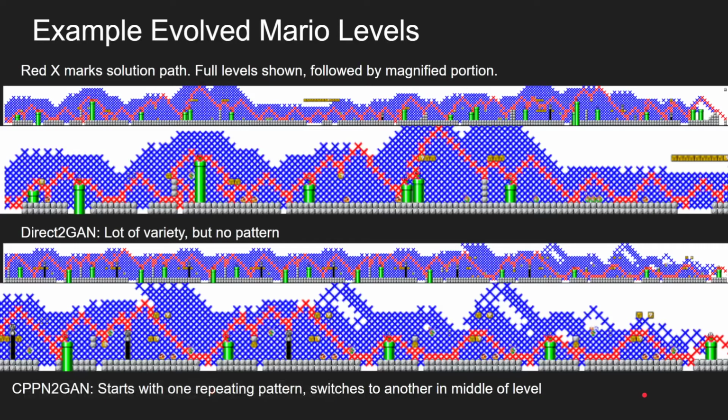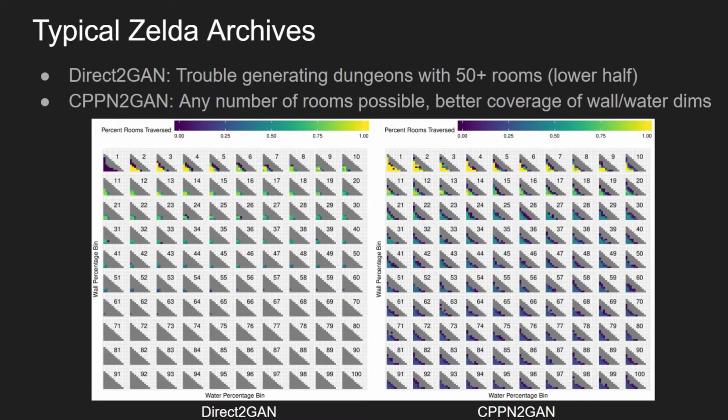So neither is really bad, but there's definitely a distinct qualitative difference. In Zelda, there is a more radical difference between the two approaches. We see that direct-to-GAN has trouble creating dungeons with many reachable rooms. It can't create any more than 65 reachable rooms, and really has trouble going higher than 40 for the most part, whereas CPPN-to-GAN can generate dungeons with 100 reachable rooms or any number of reachable rooms less than that.